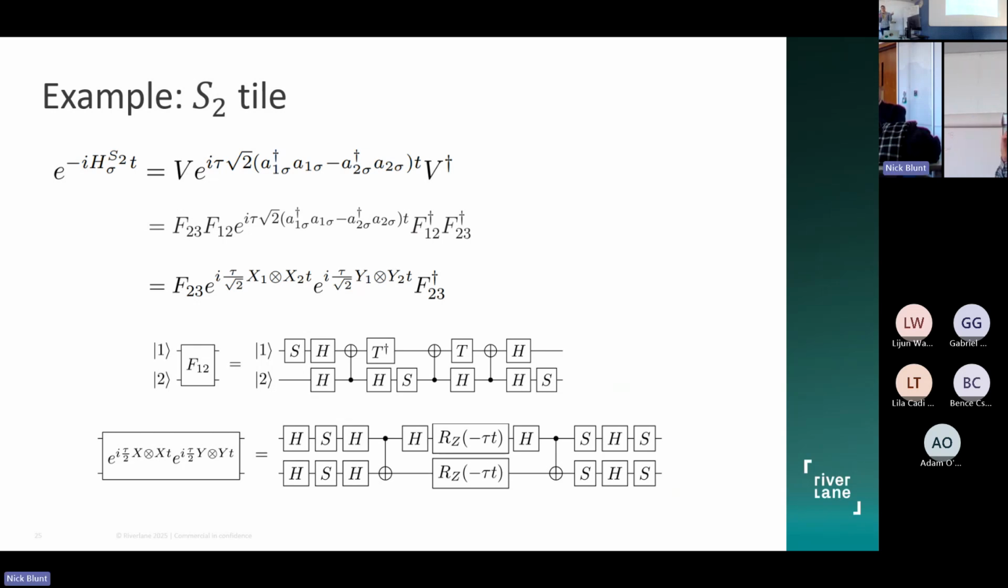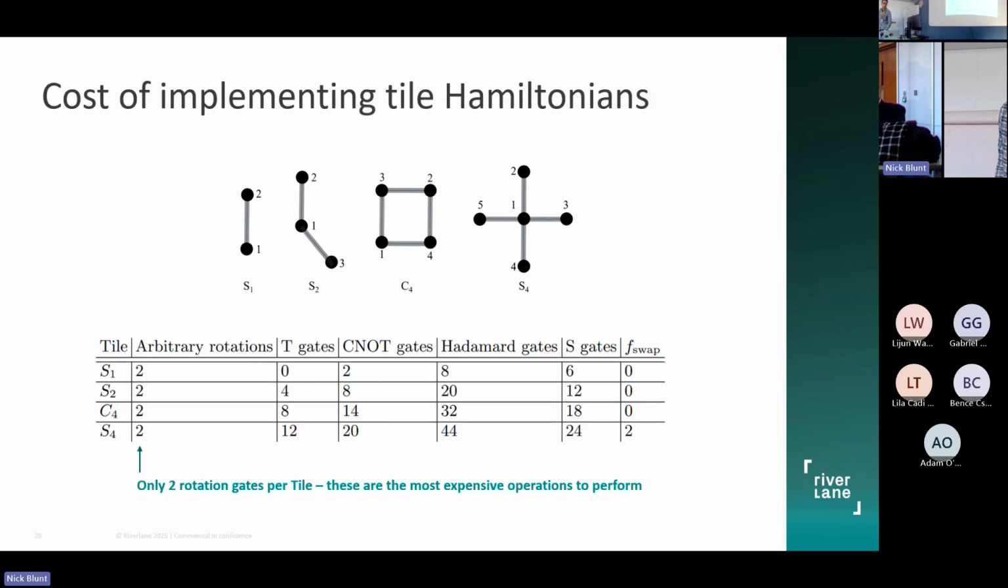So I was mentioning earlier, can we work with any tile Hamiltonian? And the answer is yes, we can always diagonalize it, but the circuits in general might be much more complicated. And so in our paper, we propose to just use these 4 tile Hamiltonians. So S1, S2, and S4 are types of star interaction graphs. And then C4 is a type of circular interaction graph, hence the naming convention. And each of these can be implemented with just 2 arbitrary rotations, whereas the other gates, like the T gates and Hadamards, these will increase with the size of this tile.